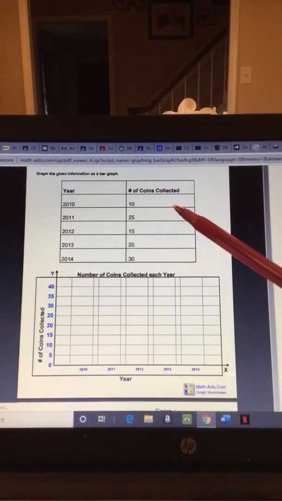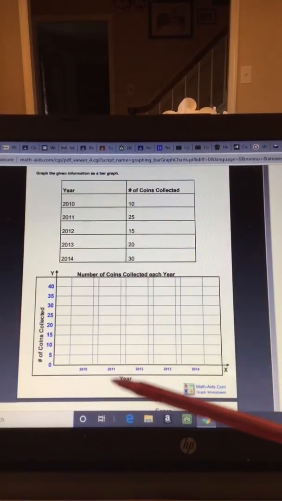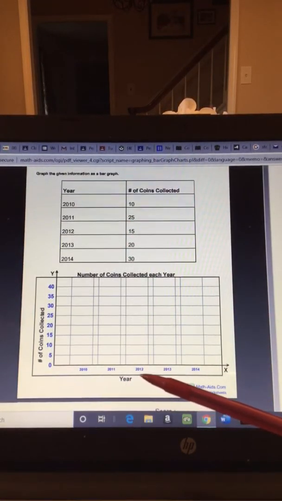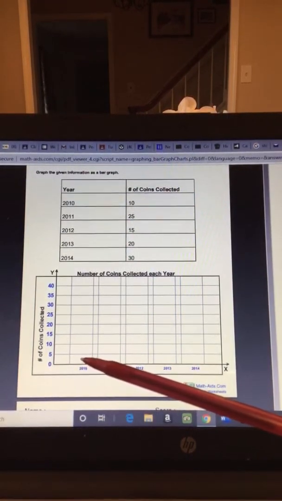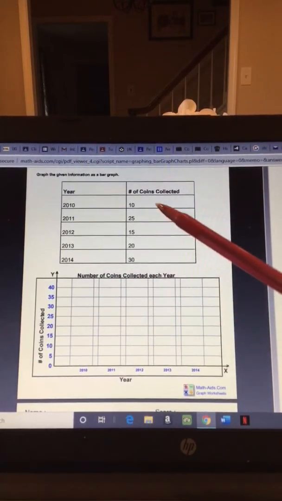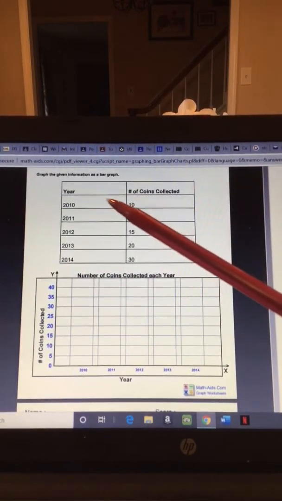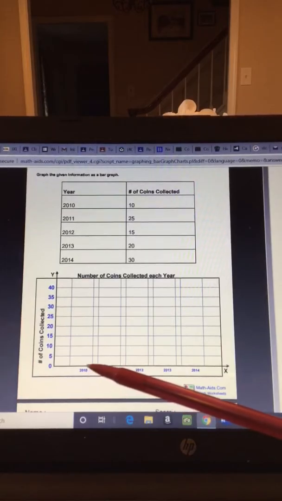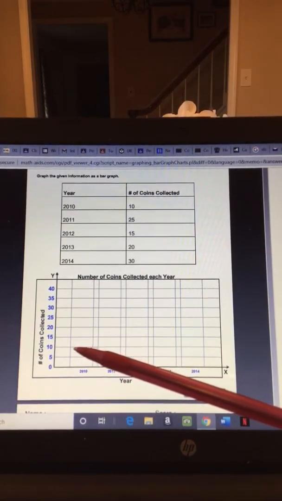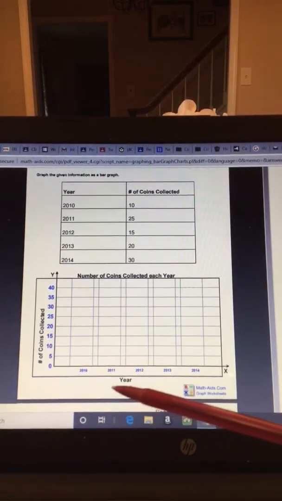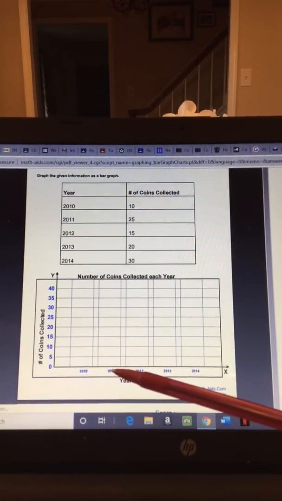All right, so here, let's build one. This is the amount of coins collected in the year. So on the bottom is our year, and the amount is on the side. So in that case, if we collected 10 coins in 2010, we would fill up to this spot right here. In 2011, they want us to plot to 25.